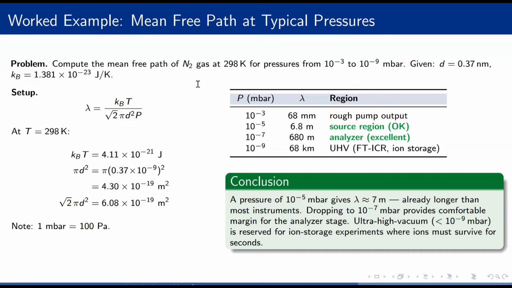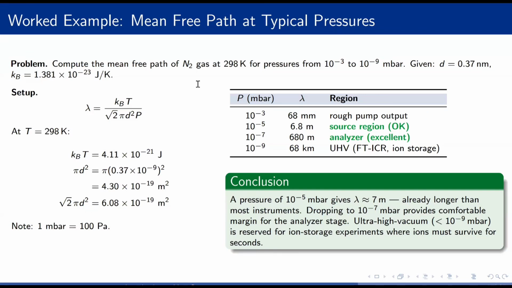Excellent vacuum, excellent performance. At 10 to the minus 9 millibar, sometimes called ultra-high vacuum, the mean free path is 68 kilometers. This is overkill for most purposes, but is required in ion storage experiments where you want to trap ions for seconds or even minutes before measuring them.